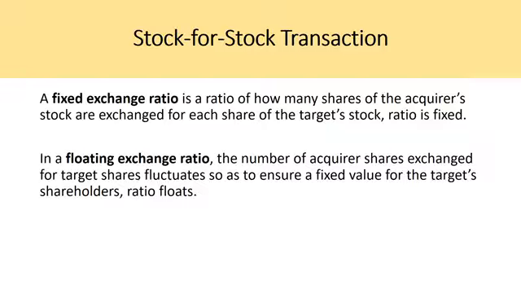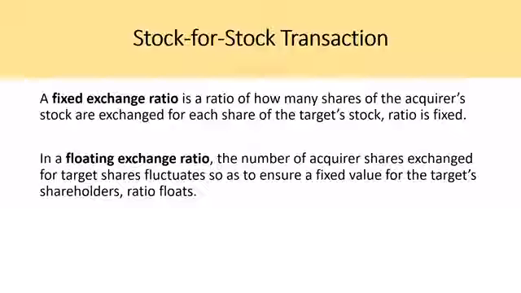In a floating exchange ratio, the number of acquirer shares exchanged for target shares fluctuates so as to ensure a fixed value for the target shareholders. The ratio floats, as the name suggests. And so the floating exchange ratio is also known as the fixed price exchange ratio, because with the exchange ratio floating, the fixed variable is the value of the deal. With the fixed exchange ratio, the fixed variable is the exchange ratio itself, right?